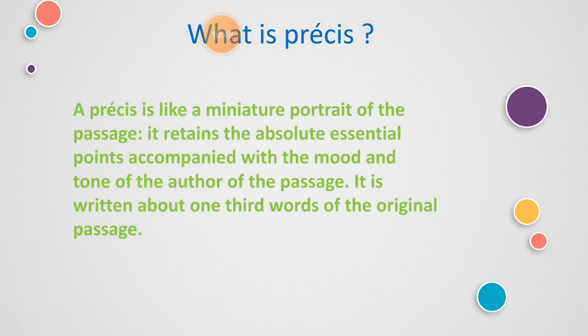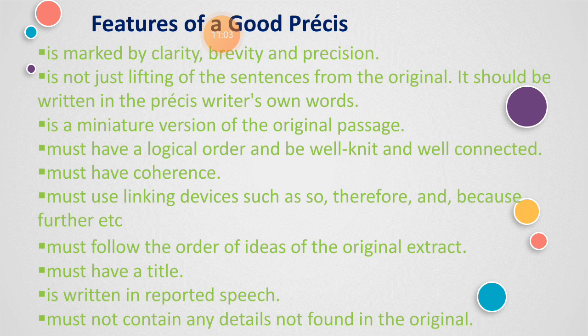So, next topic is precis. Precis is like a miniature portrait of the passage. It retains the absolute essential points accompanied with the mood and tone of the author of the passage. It is written in about 1/3 words of its original passage. Here are some features of a good precis. It is marked by clarity, brevity, and precision. It is not just lifting of the sentences from the original. It should be written in the precis writer's own words. It's a miniature version of the original passage.